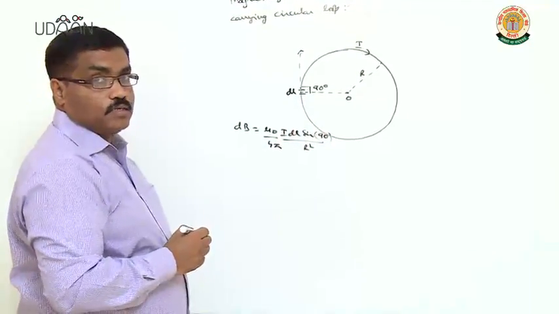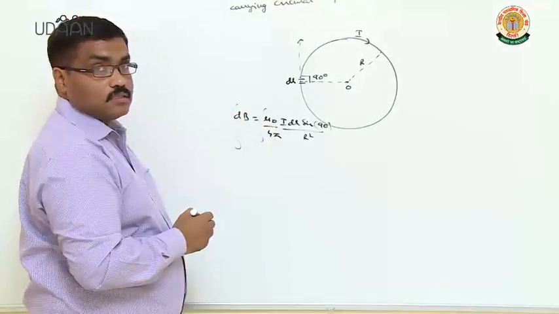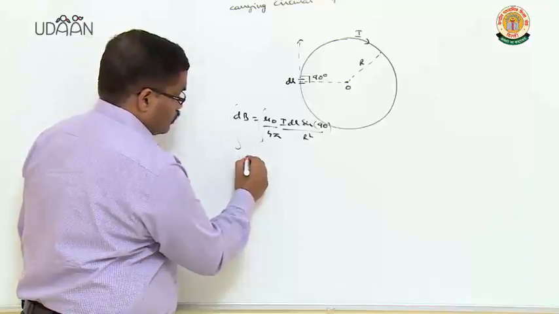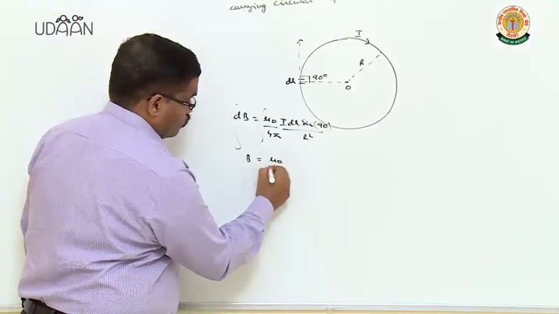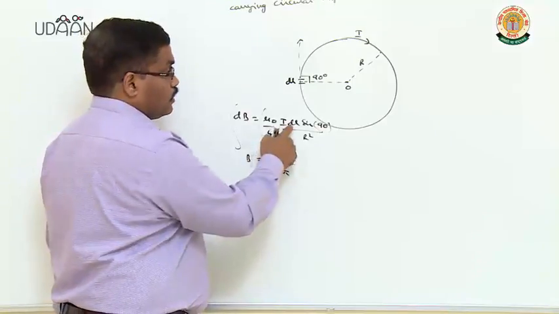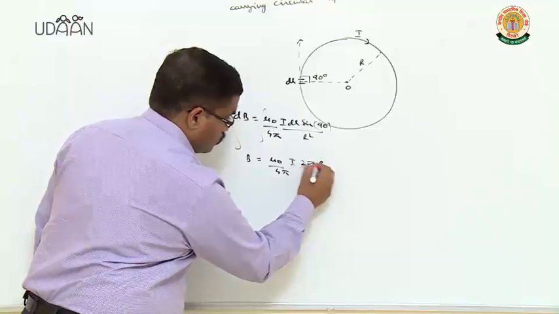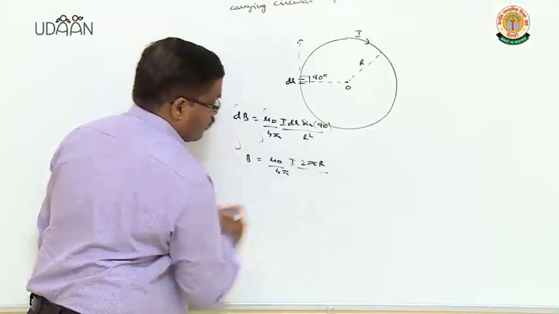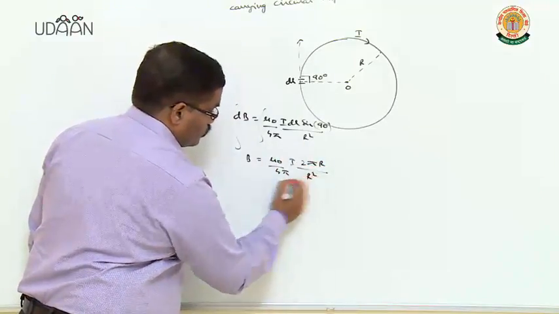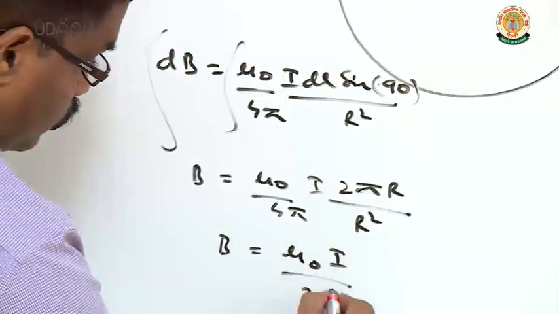So if I need to find the net magnetic field, I'll integrate both sides. If I integrate, I'll get B is equal to mu naught upon 4 pi I into integral of dl, which gives the total length, that is the circumference, 2 pi r, divided by r square. So you'll have B is equal to mu naught I upon 2r.